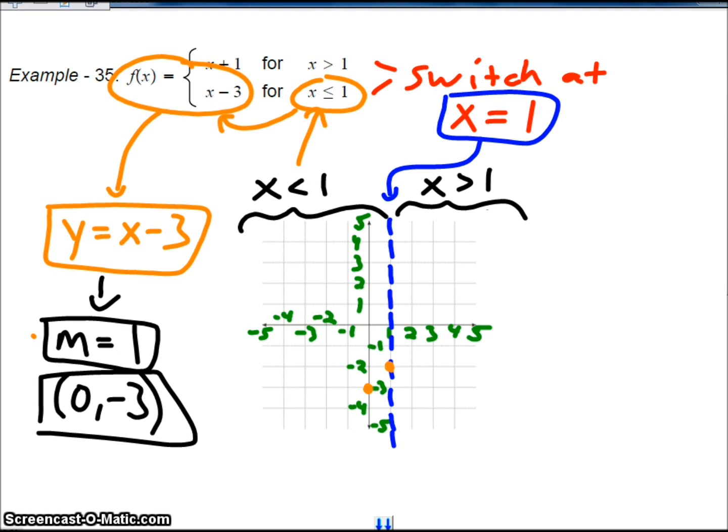But there I have 2 points, the y-intercept, (0, -3), and that second point that I get when I use the slope. And so with 2 points, we can graph the line. We just connect those 2 points with a straight line.